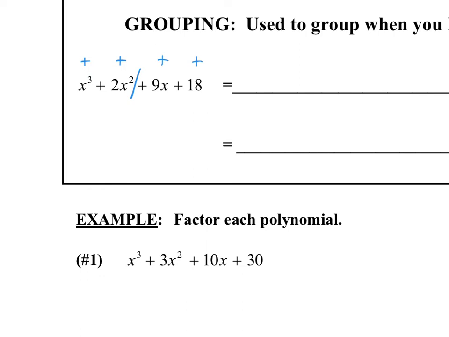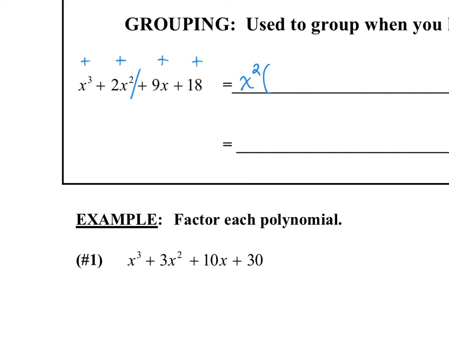So now what we're going to do is pull out a GCF twice. We're going to pull a GCF out of the first 2 terms and a GCF out of the second 2 terms. Okay? So what's the biggest number that goes into x cubed and 2x squared? Well, there's no number because it's a 1x cubed. Is there a small exponent we can pull out of there? Well, we can pull out an x squared, right? X squared is the smallest exponent between x cubed and x squared. So we can pull out x squared.